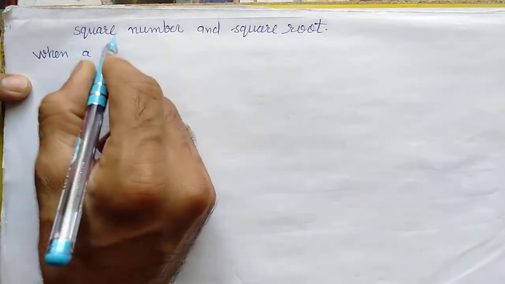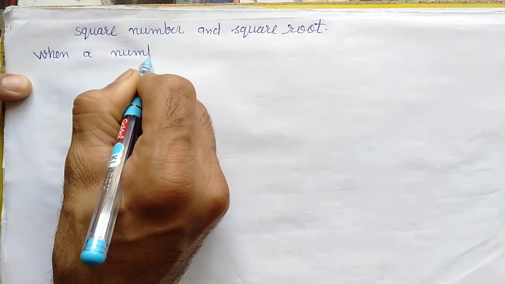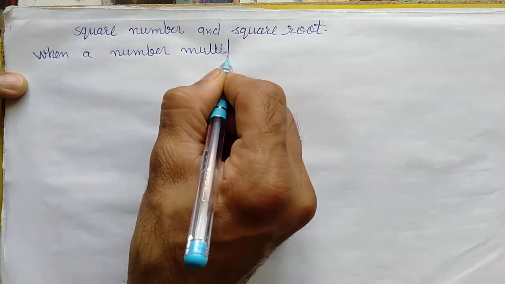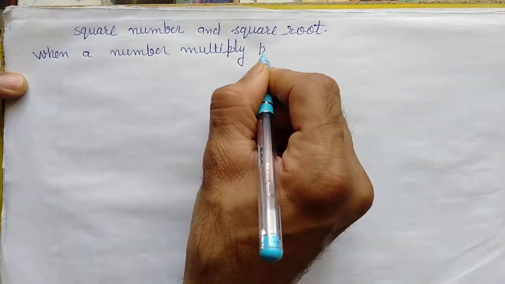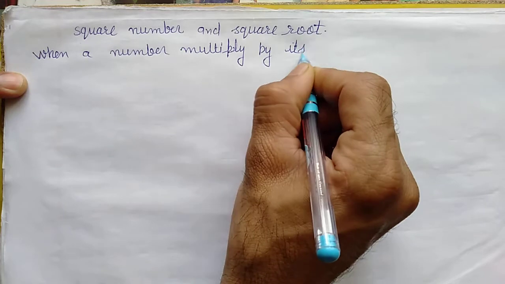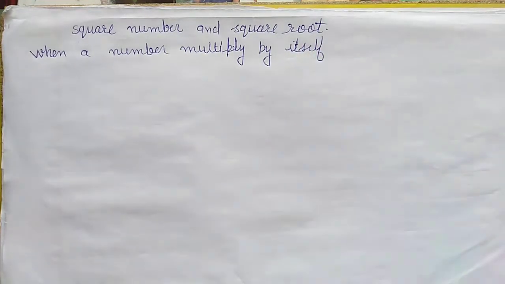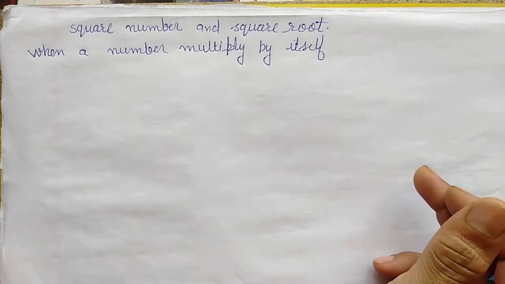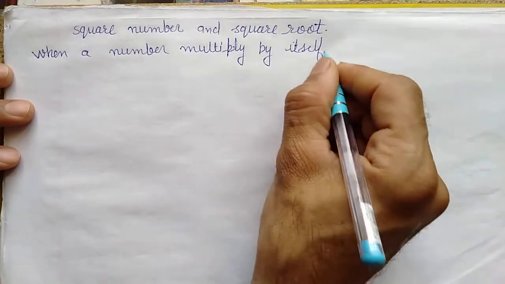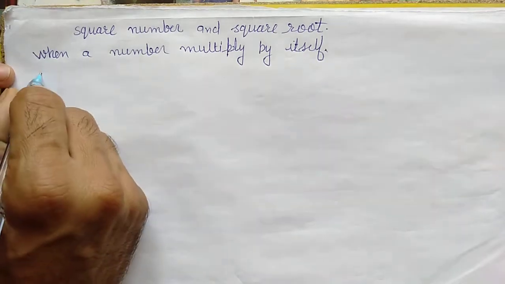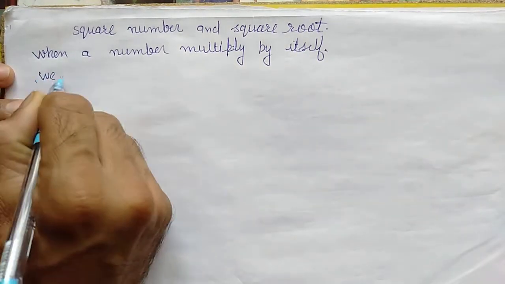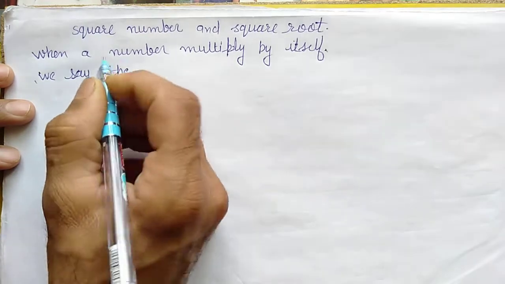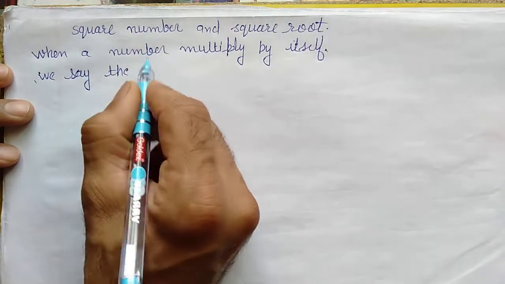When a number is multiplied by itself. By itself means, suppose 2 is there, 2 multiplied by 2. 3 is there, 3 multiplied by 3. It is multiplied by itself. We say the number has been squared.